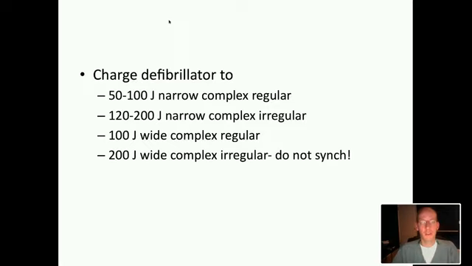Once again, these are all biphasic energy descriptors. Wide complex regular, once again, you can drop the joules. And then wide complex irregular, this is a polymorphic VT or VT, and so you just need to cardiovert it at the maximum, which is 200 joules, and you need to do it unsynced, because if it's irregular, it may have trouble locking in on an R wave, and the patient's at risk for decompensating into a pulseless condition in this predicament, so you don't want to delay for that.